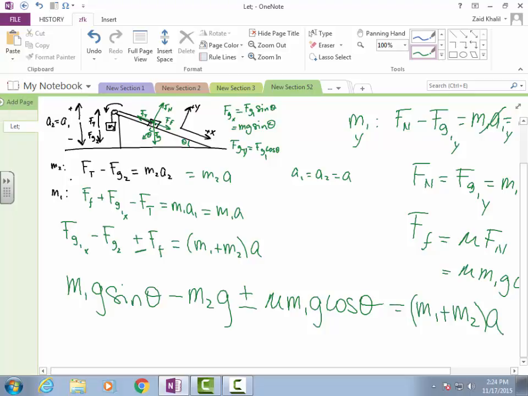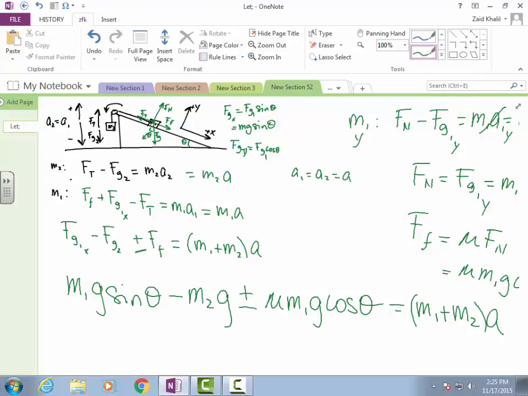So solve for A. A is equal to M1g sine theta minus M2g plus or minus mu M1g cos theta, all divided by M1 plus M2. You can factor out a g, but first, let's actually just investigate this.